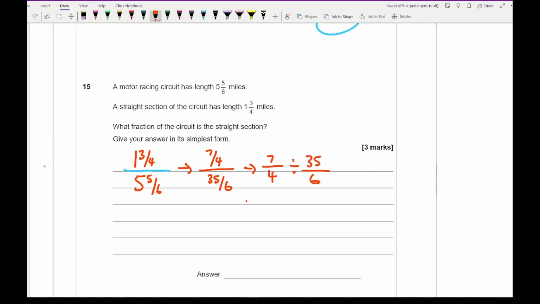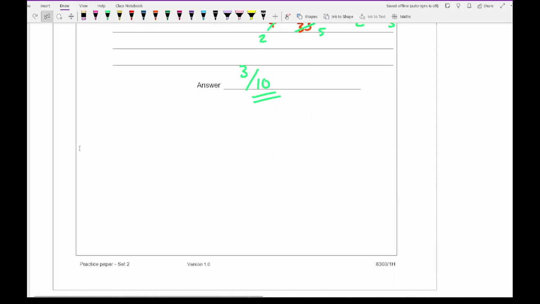Then obviously using the rules of dividing fractions, we flip the second fraction and we turn it into a multiply. Now at this stage, you could work it out, 7 times 6 over 4 times 35, which is absolutely fine. Or you could recognize that we can cancel these down. So we can change that to a 1 and a 5. We can also change that to a 2 and a 3, giving us much easier numbers to multiply with. So here 1 times 3 is 3 and 2 times 5 is 10, giving me a final answer of 3/10.